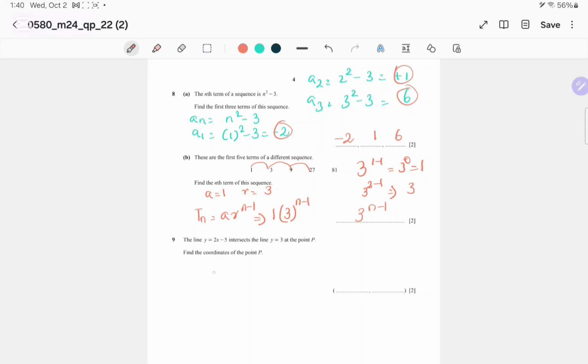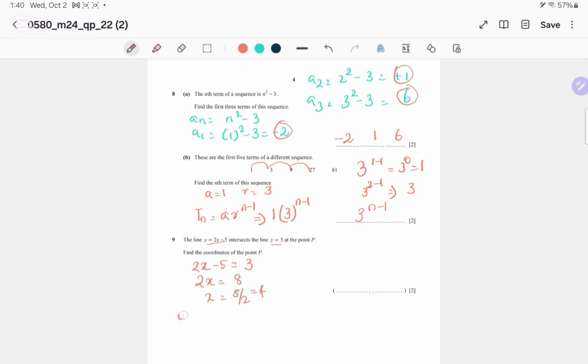Okay, the next question, 9th question. The line y is equal to 2x minus 5 intersects with the line y is equal to 3 at the point P. It means that they are equal. So 2x minus 5 is equal to 3. We will equate both these equations, because they intersect at the point P. So to find x, 2x is equal to 8, by moving minus 5 to this side, and x is equal to 8 by 2, which is equal to 4.